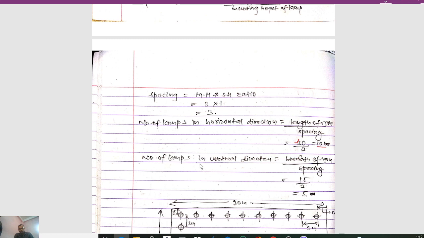Similarly, to place the lamps in the vertical direction, the total number of lamps required will be breadth of room upon spacing. So breadth of room is given as 15, similarly spacing is given as 3, so we'll calculate 5, means number of lamps required is 5 in the vertical direction. Means 5 lamps will be placed in the vertical direction.